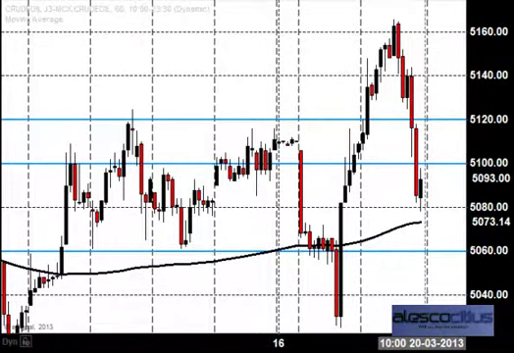Good morning. In this presentation we are going to see how we can trade in MCX crude oil today. Before looking into that, let us see what happened yesterday and what we expected yesterday.